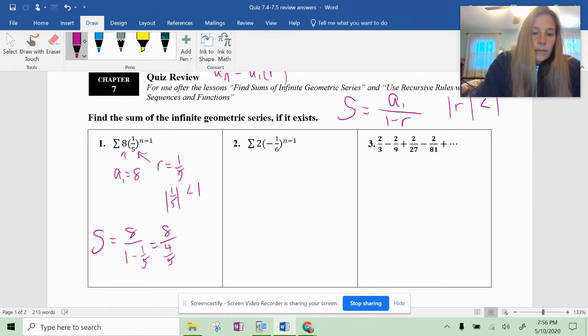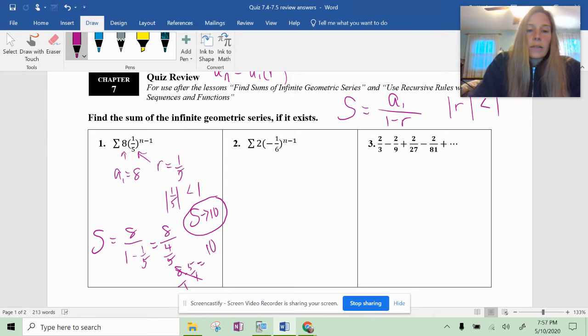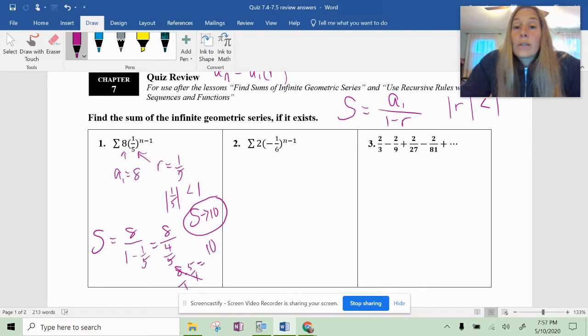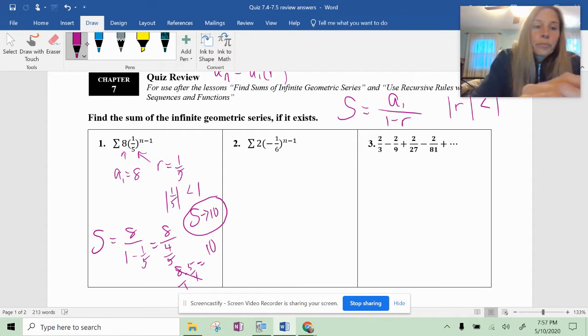And 8 divided by 4/5 is really like 8 times 5 over 4. And we end up with 10. So the sum here is approaching 10. So you'll notice it says find the sum of the infinite geometric series. Technically, it's not actually going to equal 10, but it will approach 10. So it would get to like 9.9999 as the number for n increased.